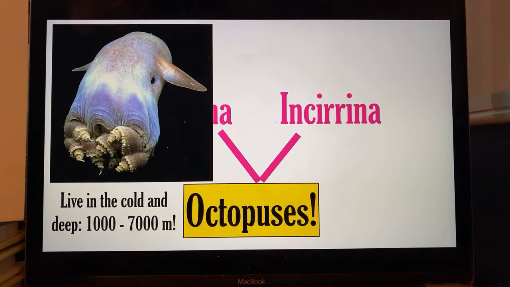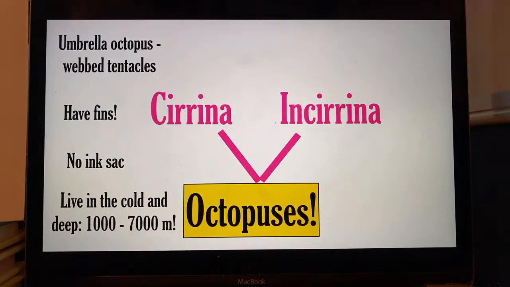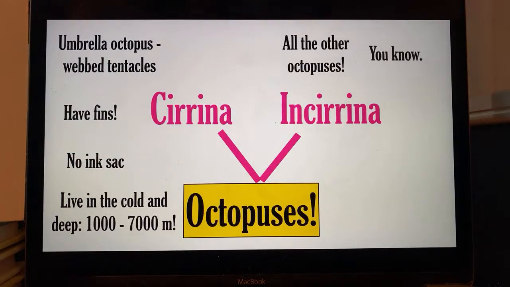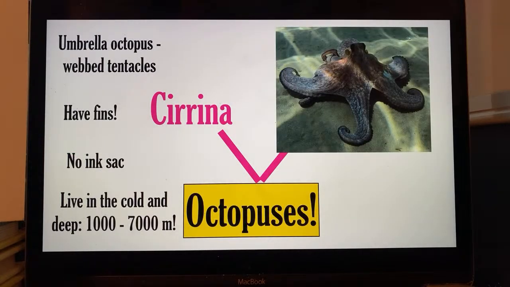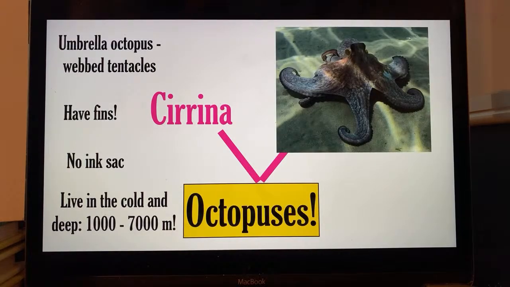I'm thinking that's maybe why they don't do inking, because it's so dark down there anyway, but I don't know actually. Here's another one. Look at this, so good. So those are the sirena octopuses, and the inserina ones, just all the other octopuses, you know, like that one, you know what I mean? That's a blue ring octopus actually. They are extremely venomous, deadly. Right.